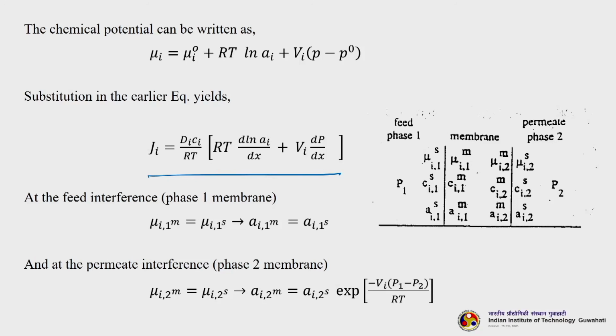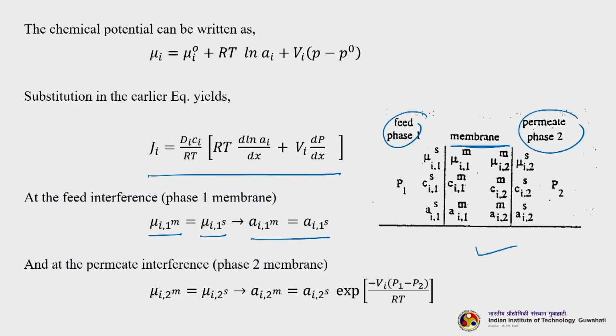At the feed interface, you can see how the notations are given. This is the feed phase, this is the permeate phase and this is the membrane phase. The membrane is denoted by small m, whereas the feed side as well as the permeate side are denoted by S. So, at the feed interface we can write the chemical potential of species 1 inside the membrane is equal to that of the solution side, feed side or permeate side, any one.